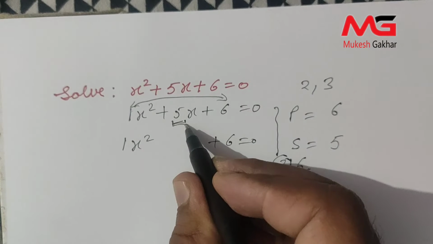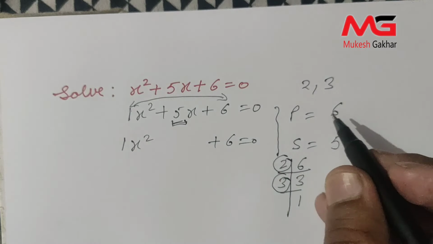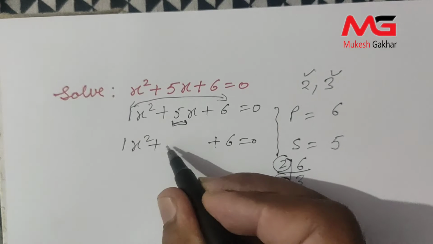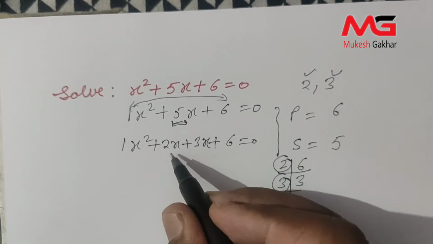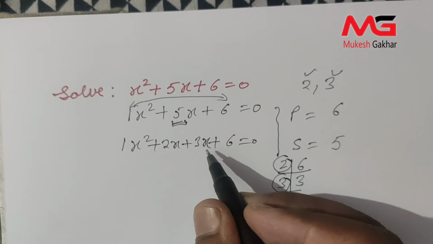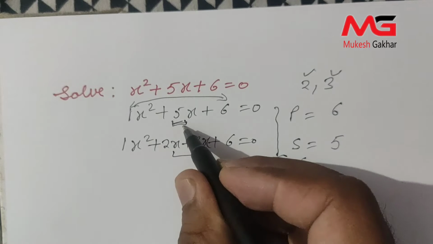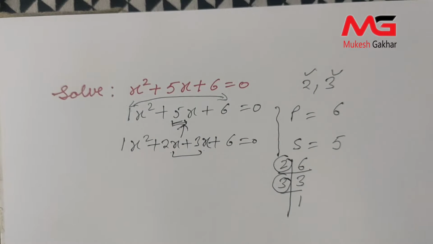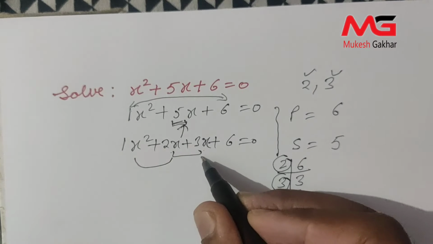This 5 we will split, or break, into two numbers. Those numbers are 2 and 3. We can write plus 2x plus 3x. Why are we writing x with 2 and x with 3? Because it is 5x. 2x plus 3x is 5x. After this we will make pairs like this.